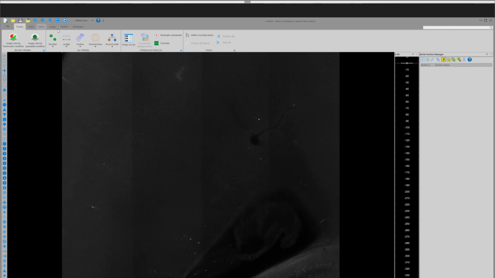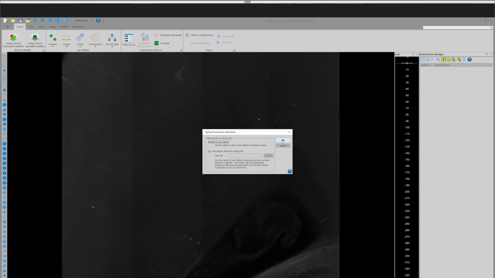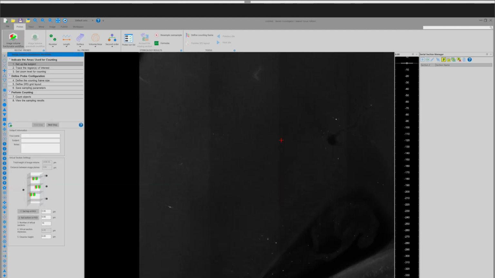I'm going to go to probes, and we still have number, length, surface, and volume, but when we look under number, I don't see optical fractionator. I see image volume fractionator workflow. So I'm going to start that. And right away, this workflow detects that this image stack is close to 1.5 millimeters. It's 1,436 microns tall.